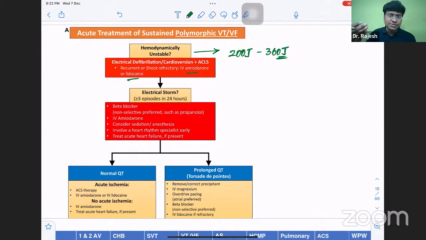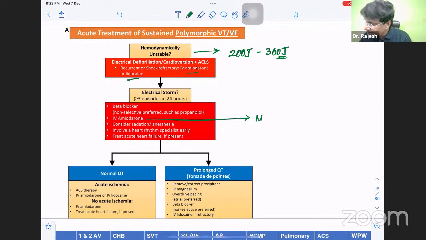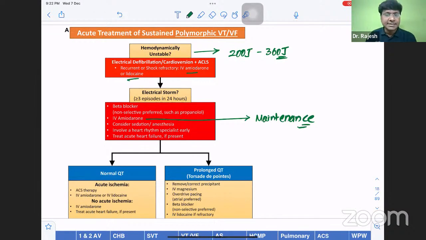And what are the drugs which are given for maintenance therapy? Amiodarone is the drug which is given for maintenance of the sinus rhythm. And the beta blockers are the ones which are given mainly to reduce the heart rate. And you need to identify the cause for VT or VF, and accordingly you need to treat the underlying cause as well.